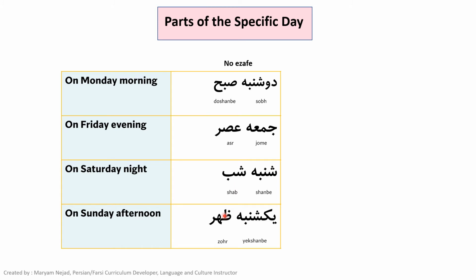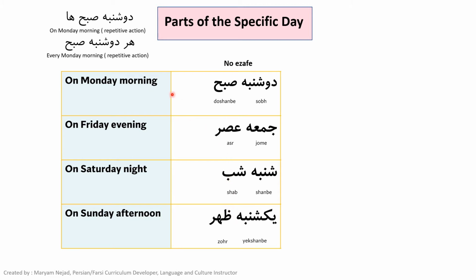What if now we are referring to a repetitive habit, like let's say every Monday morning or on Monday mornings, as a repetitive habit, then we either add a ha to it, like دوشنبه صبح ها, or for every Monday morning we add a har to it. So هر دوشنبه صبح, no more, the suffix ha here does not apply. هر دوشنبه صبح or دوشنبه صبح ها.